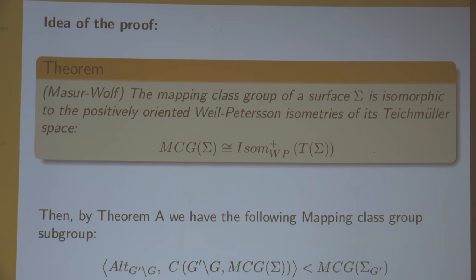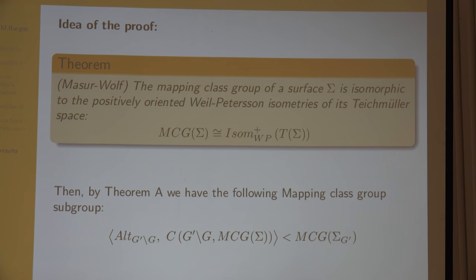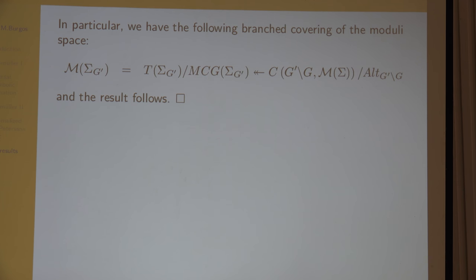And then by theorem A, it's a very simple thing to do the math in here, we have the following subgroup of the mapping class group. And in particular, we have the following branched covering. Recall that the moduli space is just the quotient of Teichmüller space by its mapping class group. So we get the result. And thank you very much.